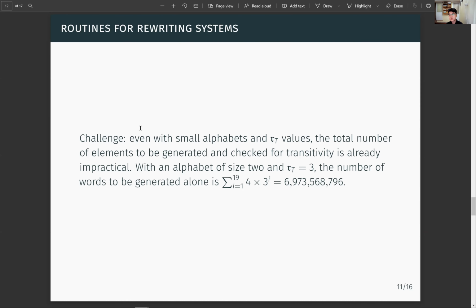So in total, we have to generate close to 7 billion words, and this is not accounting for the process where we have to check the order of each word.